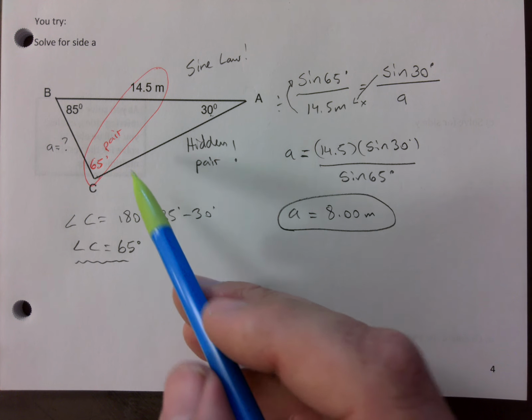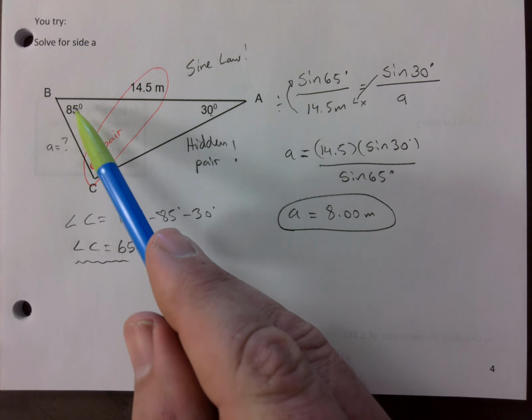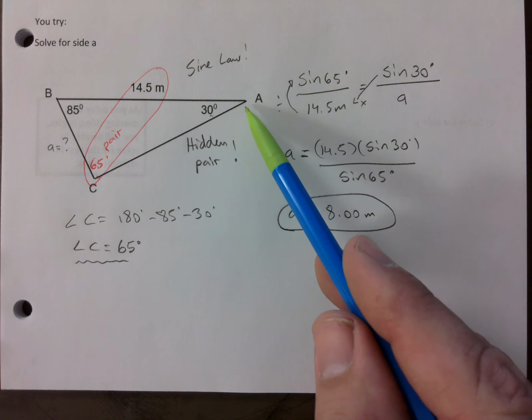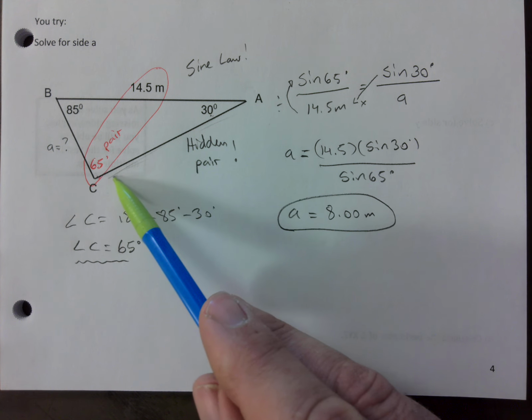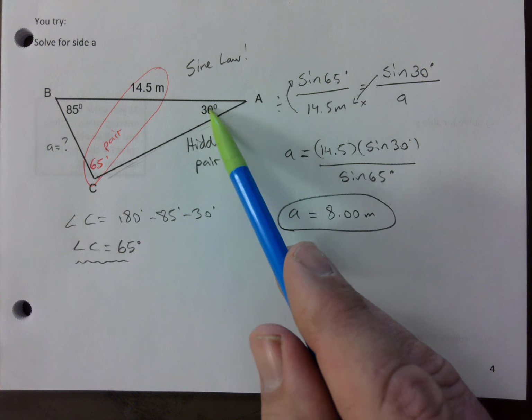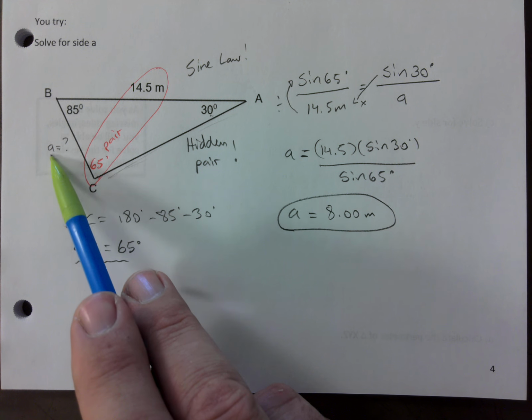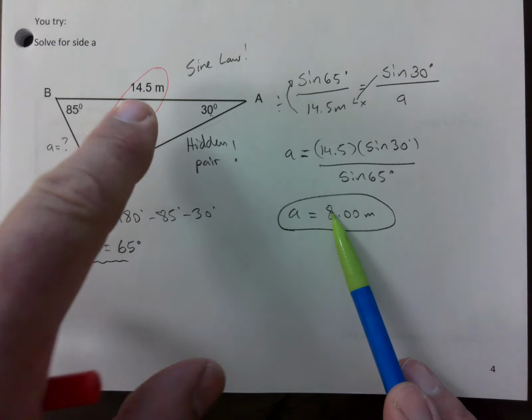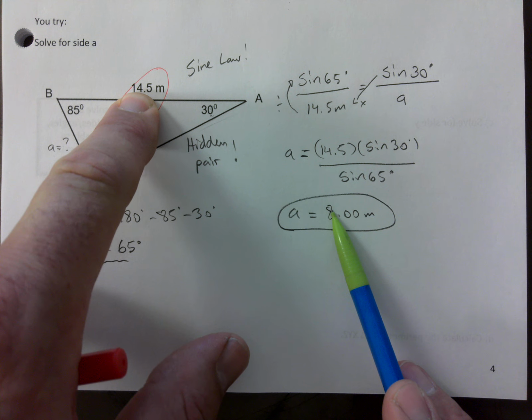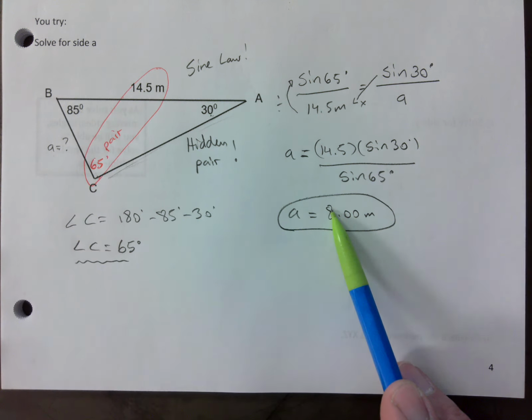Let's see if you're on the right track. The largest angle is 85, right? So this should technically be the longest side. 30 is the smallest angle. So this should be the shortest side so far, right? And it is. 8 is shorter than 14.5. So you're doing okay, right? It's adding up.